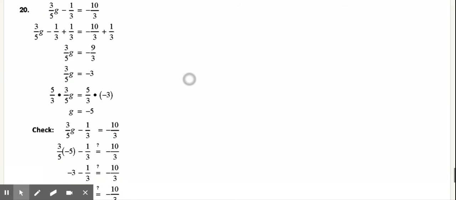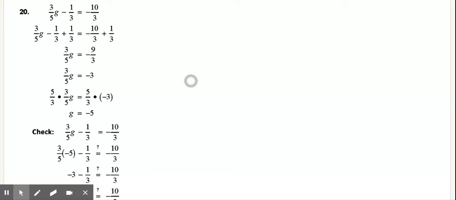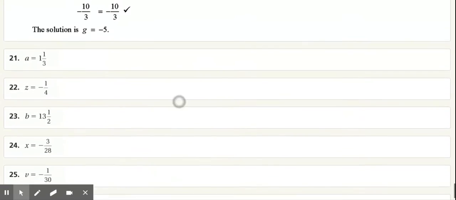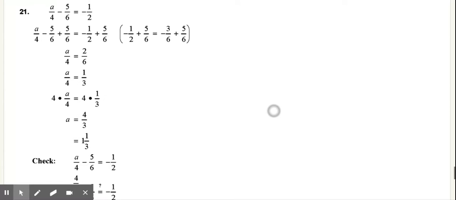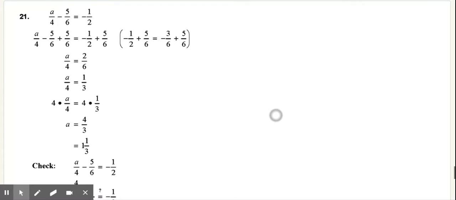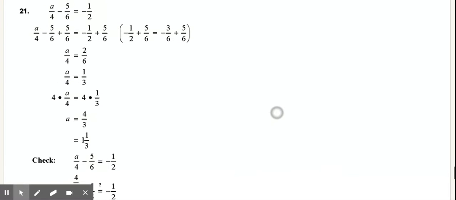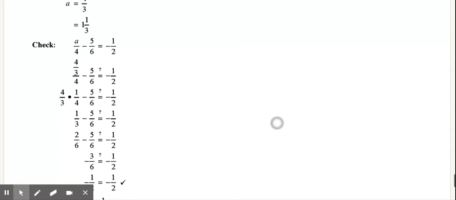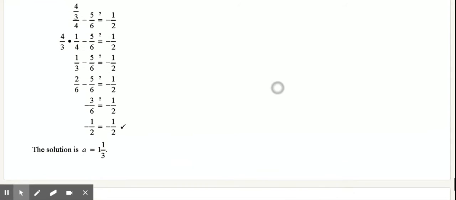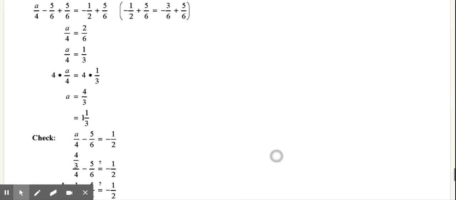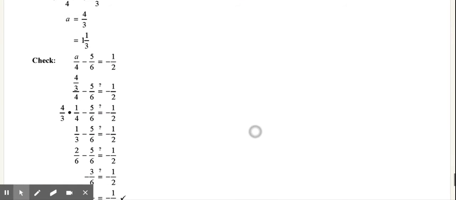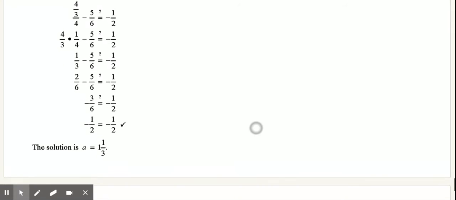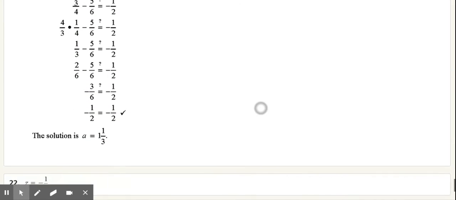Remember, you can pause anytime. All right, 21. 21 is 1 1/3, or if you had 4/3, that's A. And then there's the check. If you wanted to. Remember, I'm not requiring you to do the check, but you should know how to check your answer. You substitute back in what you got for your variable and make sure that it does equal what it's supposed to.